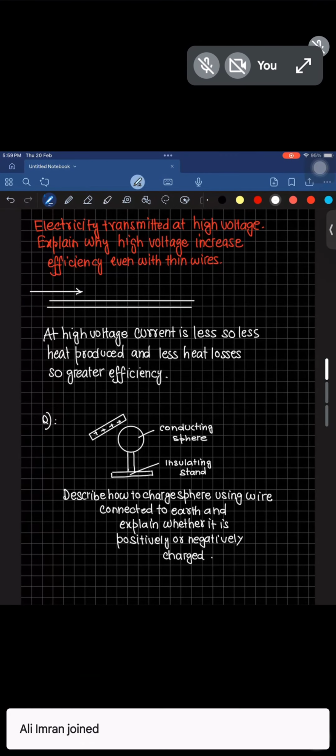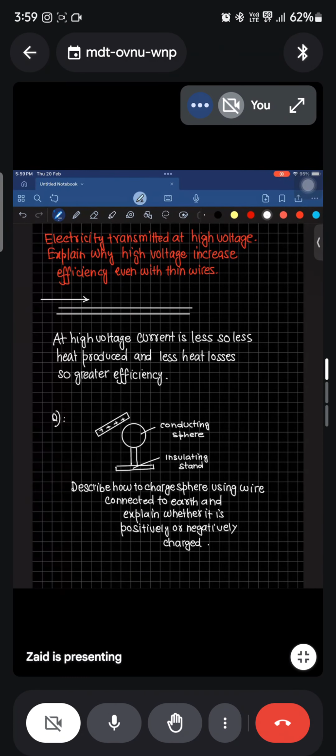So what about the positive charges? Are they going to go somewhere or are they going to stay in? So basically, all the positive charges have gone to the other side of the sphere. And when we attach an earth wire, the earth wire is going to bring more negative charges from the earth. So it's going to be negatively charged.